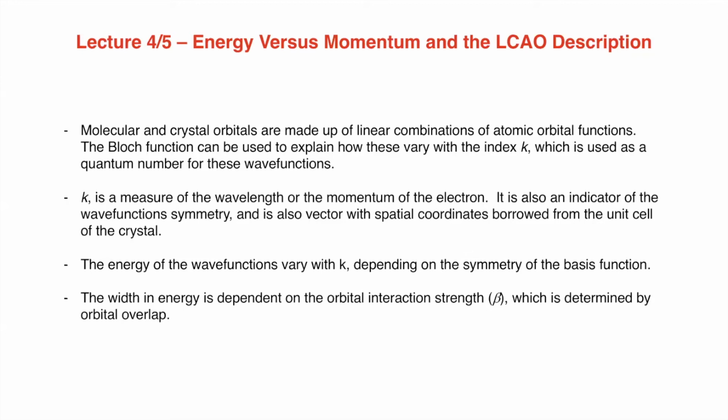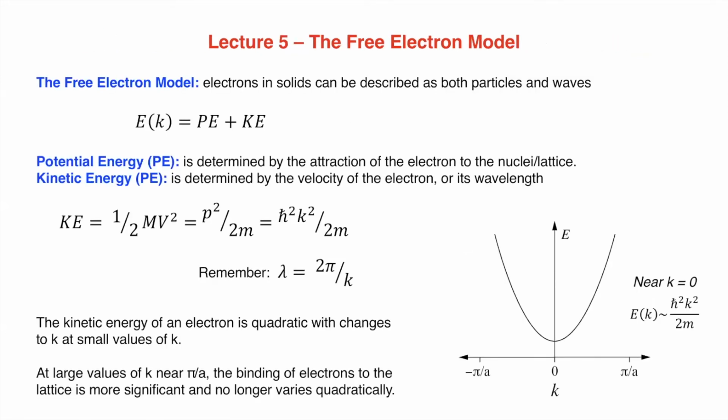And I think we've said this enough, but I'll repeat it. The width and energy for those bands is really dependent upon that orbital interaction strength, which is dependent on orbital overlap. And that's dependent upon direction and the basis function and all of the above. So all of these things interact to give you very interesting looking band diagrams. All right, so I want to spend a little bit more time talking about these band diagrams now and relating them to the free electron model.